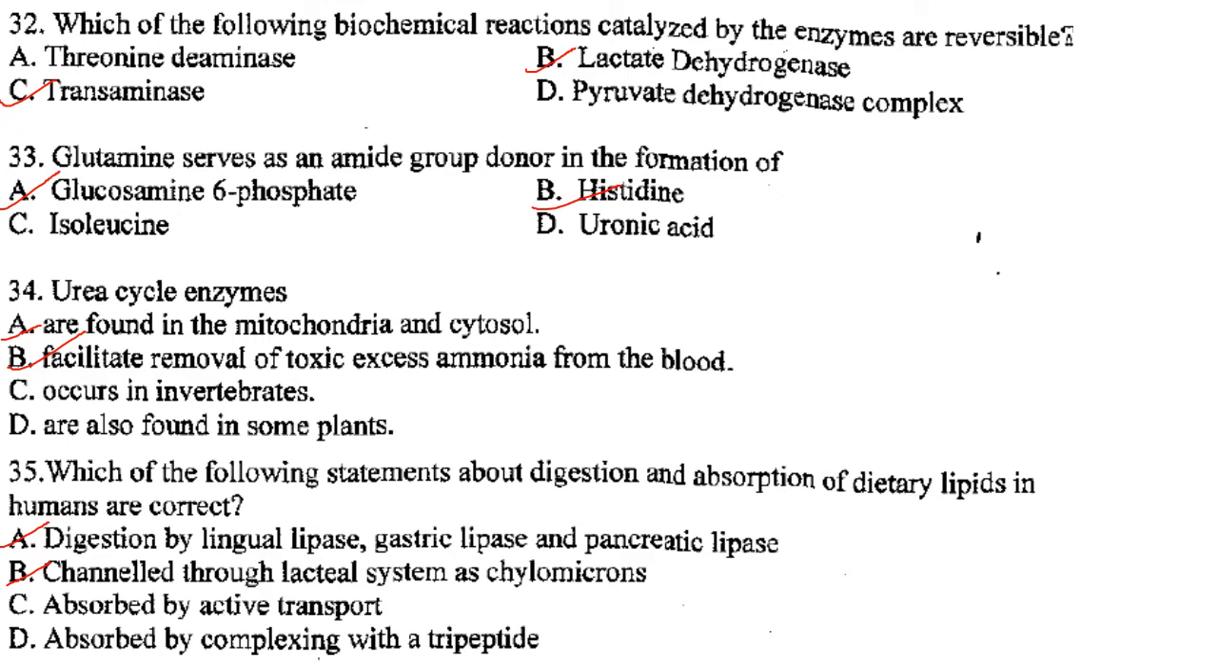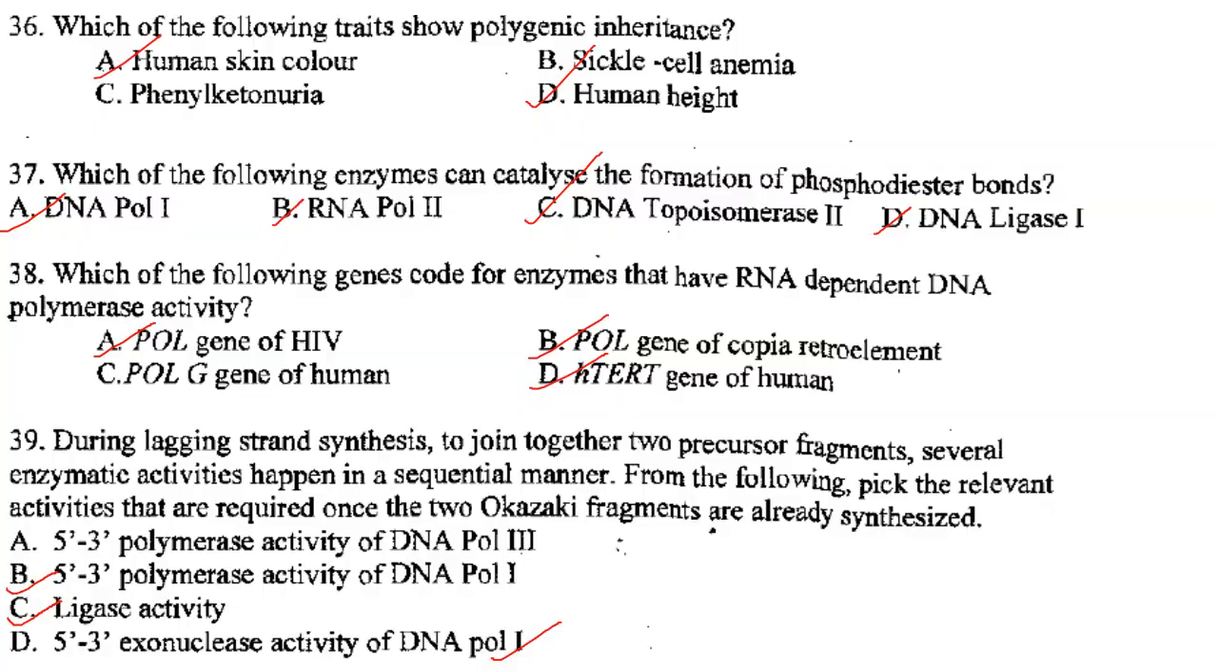Then next one. Which of the following statements about digestion and absorption of dietary lipids in humans is correct? Digestion by lingual lipase, gastric lipase, pancreatic lipase, yes. Channeled through lacteal system by chylomicrons, that is also correct. Absorbed by active transport, no. Absorbed by complexing with a tripeptide, no. So A and B are correct.